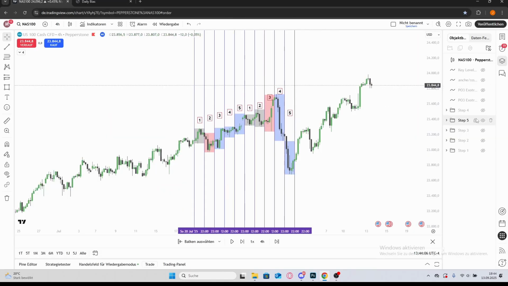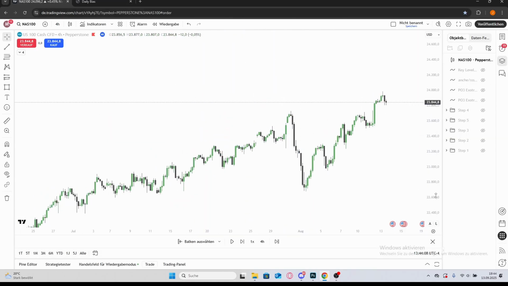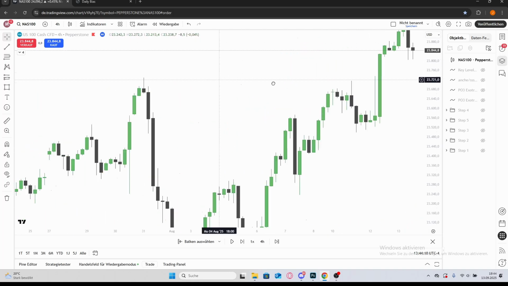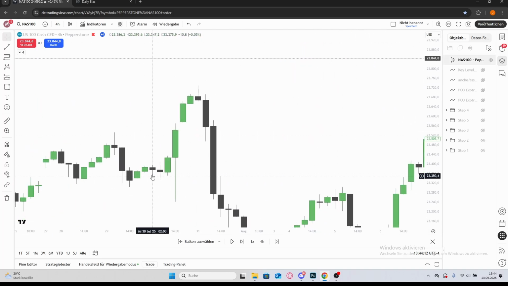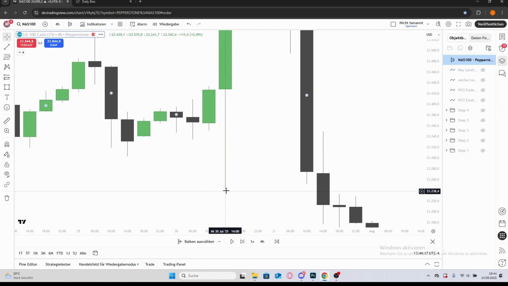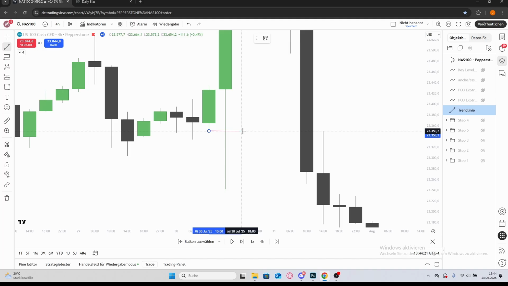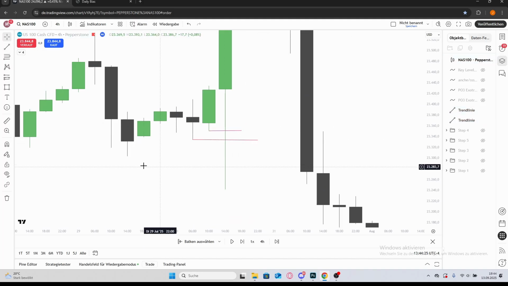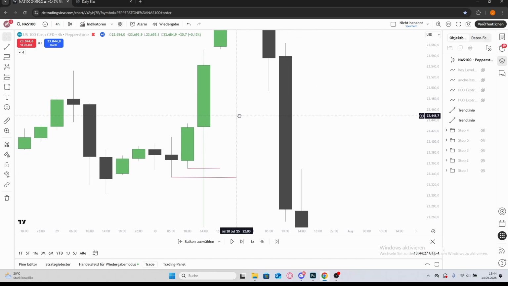So what is a swing? I'm going to delete this here. What is a swing? Currently I'm on the H4 chart. You can see here, for example, a swing is when a candle sells down against the trend and sweeps liquidity. So we have, for example, a low taken here, a low taken here, and the same for here. I don't want to mark every candle out.